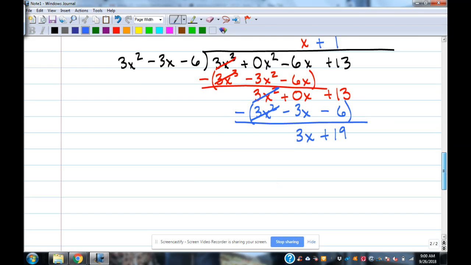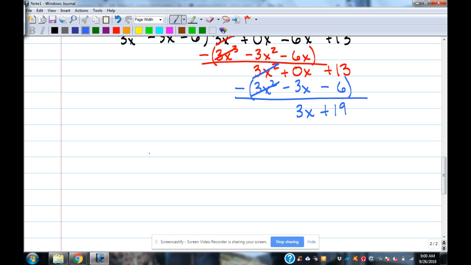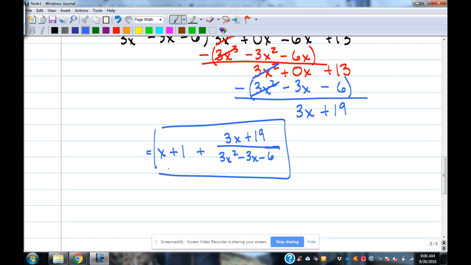So when we write our answer, the quotient is x plus 1. The remainder is 3x plus 19. And then we're always going to write that over the top of 3x squared minus 3x minus 6. Again, this is the quotient. This is the remainder. Remember those things, okay? It's important to remember.